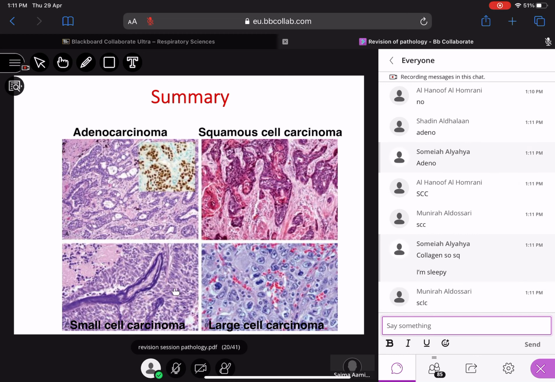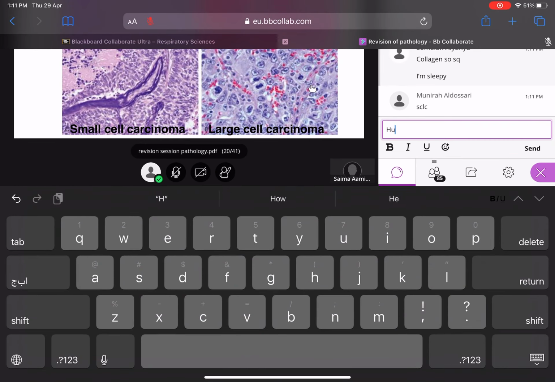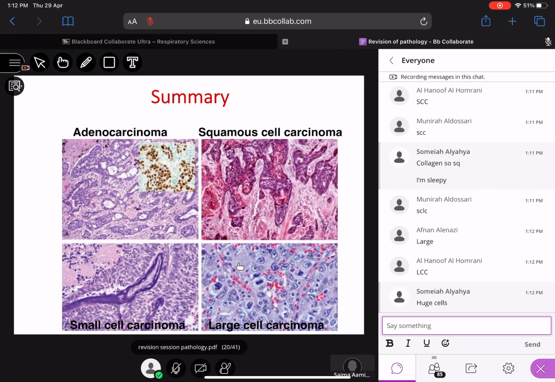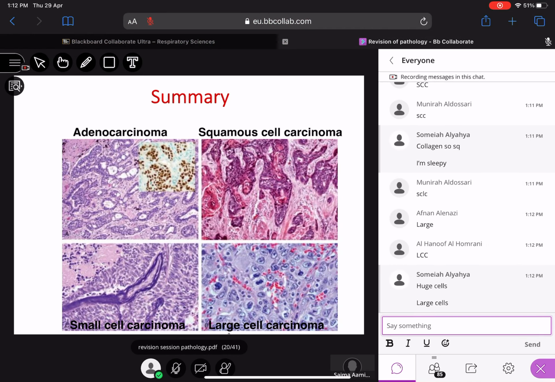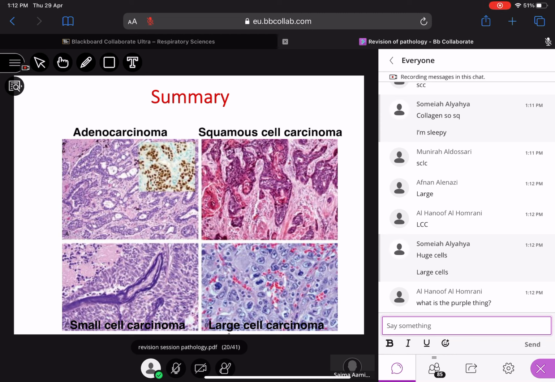It is small cell lung cancer. It is small cell carcinoma. What about this one? What do you think? You don't have glands, you don't have keratin, you don't have small cells, rather you have big cells, abundant cytoplasm, a lot of pleomorphism. So it goes for, yes, huge cells. So it will be large cell carcinoma. It was just for practice.